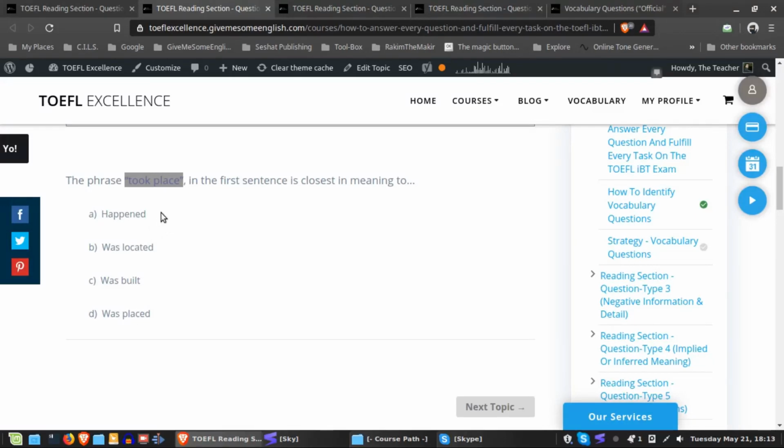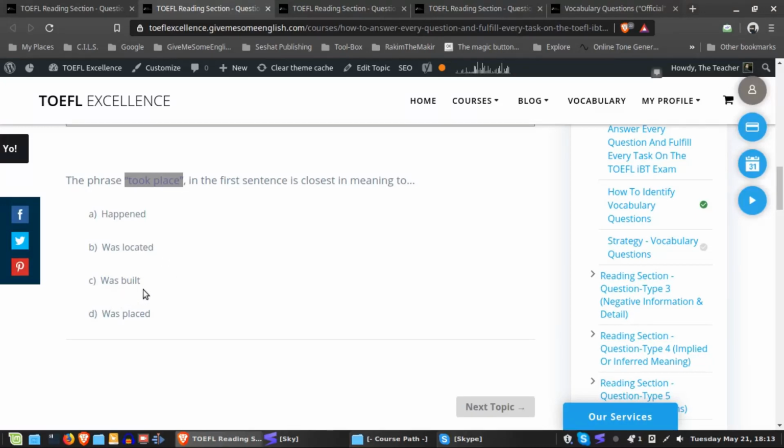Well, that's one of the answers. Let's assume that you know what this phrase is. Well, then you would know that "happened" is what the phrase "took place" means. "Was located." Okay, well, this is an answer choice for those people that might not know what the phrase means. So they think "place," "located" - those two things are similar. So maybe they would choose this one.